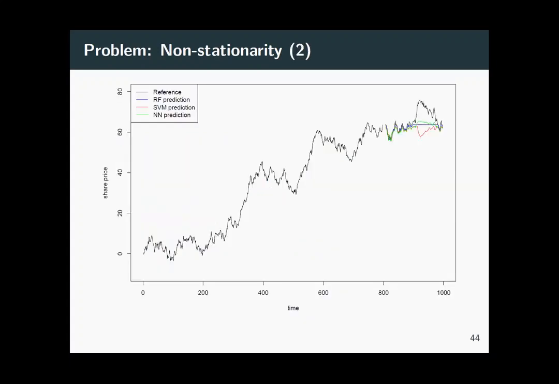To make this very obvious, this is a time series. I just generated a random walk series, which could resemble a stock price. This is my training set, up to about 800. Now I train my models. I've trained a random forest, SVM, and neural network with just a couple of lags, and now I just test them on the testing set.